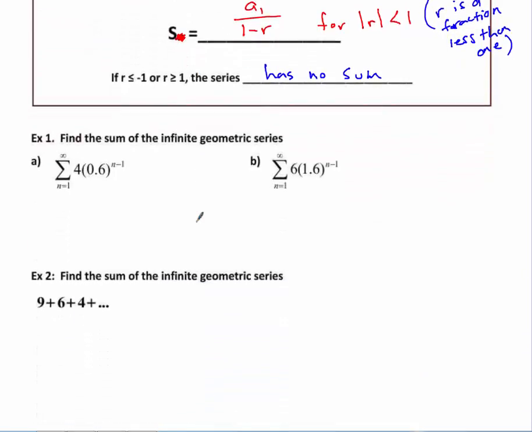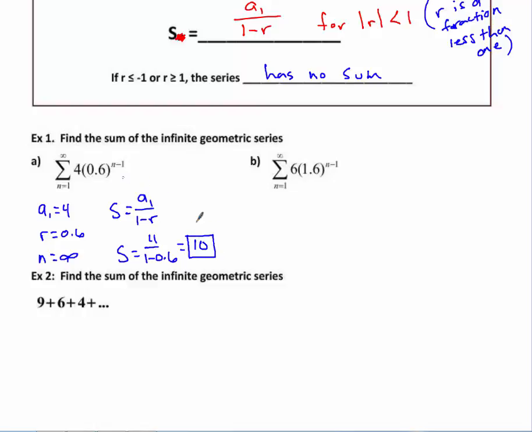So take a look at a couple of examples here. We have the sum from 1 to infinity of 4 times 0.6 to the n minus 1. Well, our a sub 1 is 4, our r equals 0.6, and we're going to do an infinite sum, so we're going to write S equals a sub 1 over 1 minus r. So our sum is going to equal 4 over 1 minus 0.6. So 4 over 1 minus 0.6 equals 10.